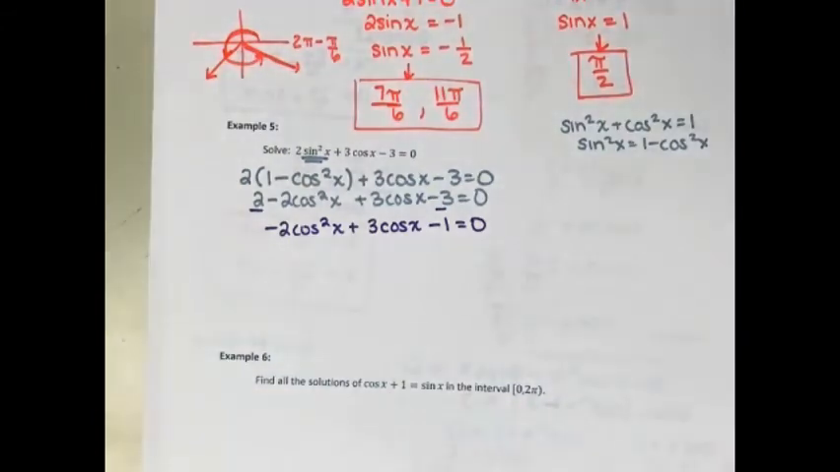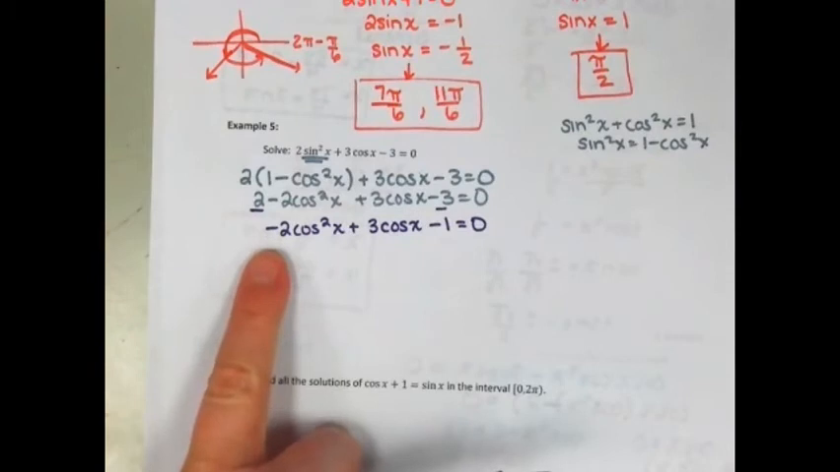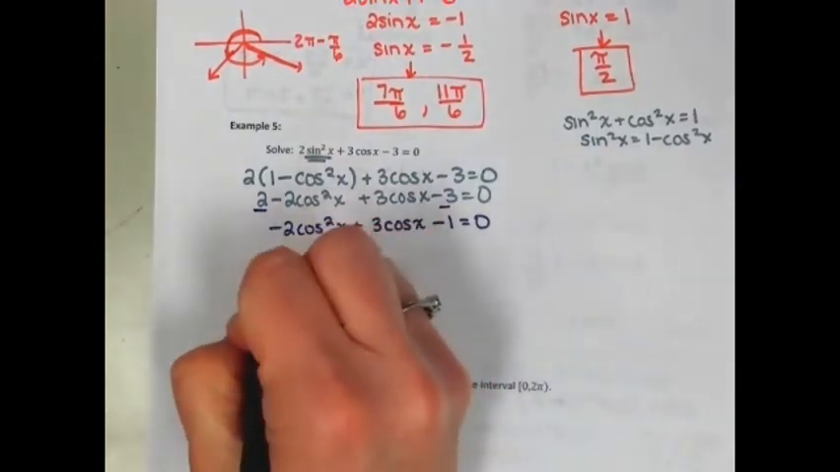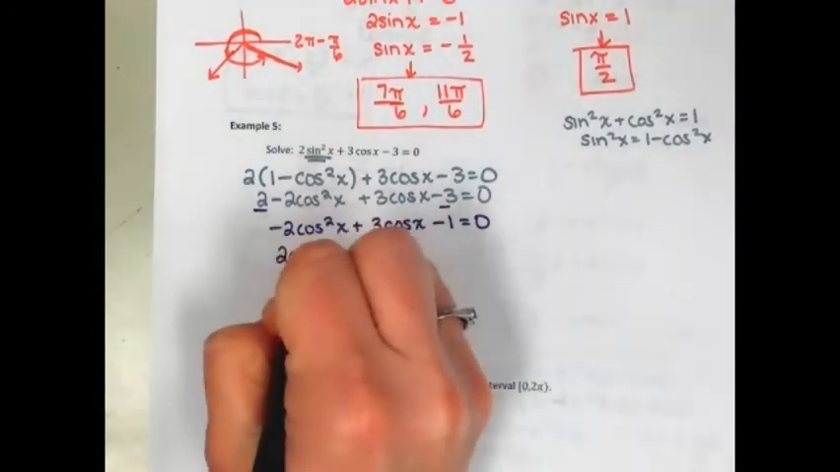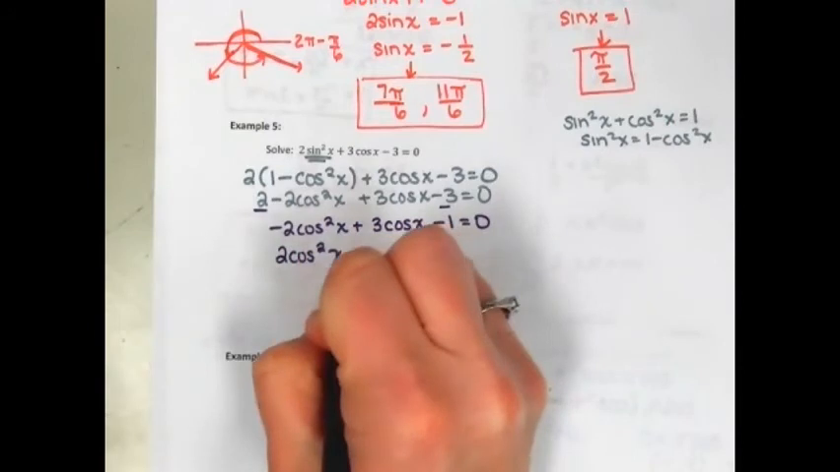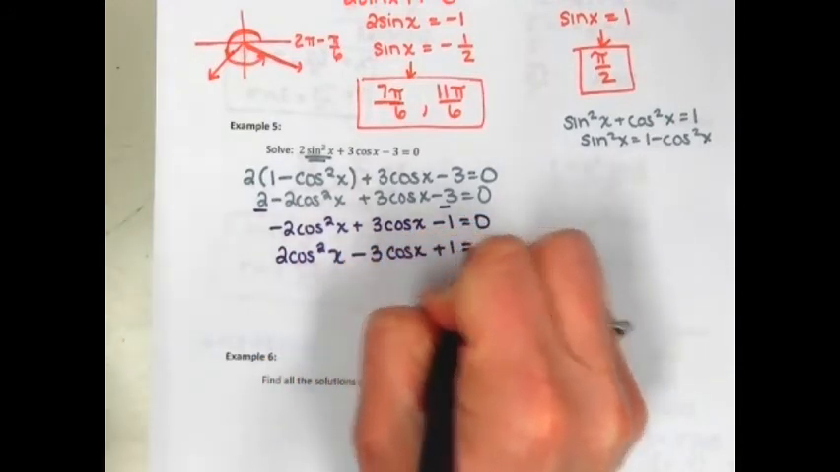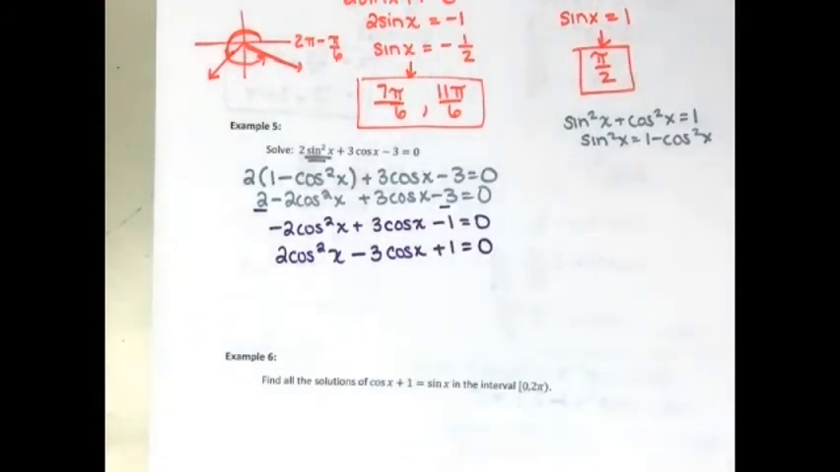Now, can we factor this? Do you see how this is a negative in the front here? Can I just change the sign of everything to make that a positive? Yeah. So I'm going to change that to a positive 2 cosine squared x. Then my 3 becomes a negative 3 cosine x, and my 1 becomes a positive 1. Okay. Now, can you factor that? Aiden, do you see why I made that positive? Okay.